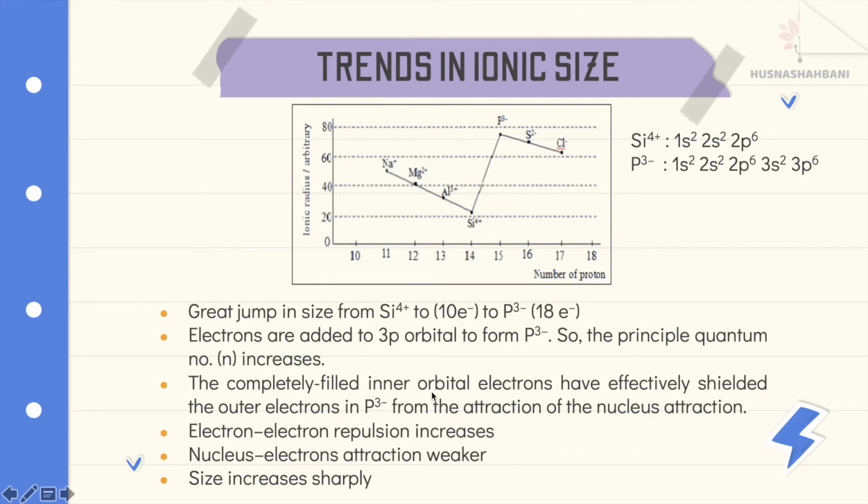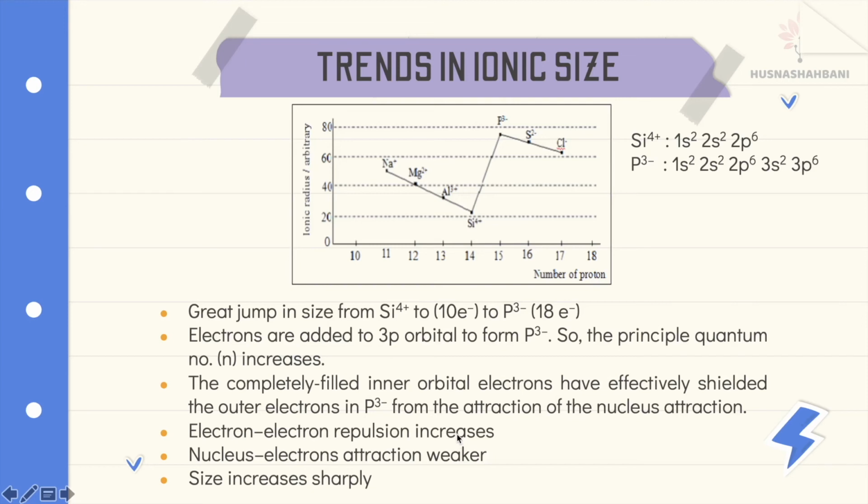The completely filled inner orbital electrons have effectively shielded the outer electrons in P3-, because you have more inner electrons. You have 10 inner electrons for P3-, but for Si4+ you only have 2 inner electrons. So the completely filled inner orbital electrons have effectively shielded the outer electrons in P3- from the attraction of the nucleus.